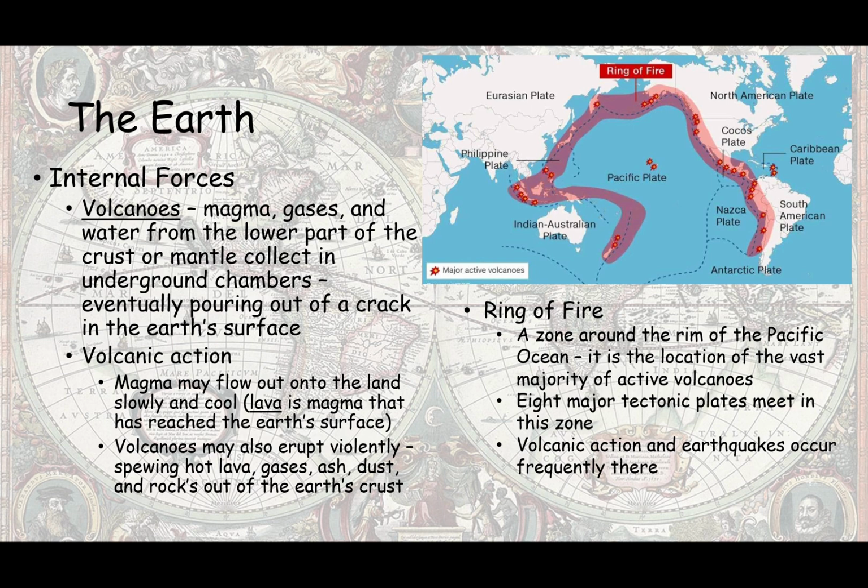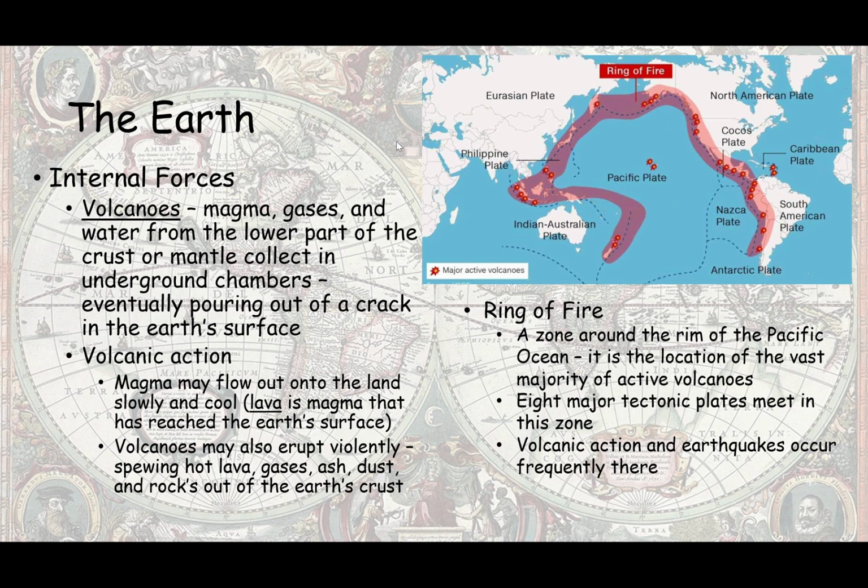You do have the Ring of Fire, if you look up here on this map. And you'll notice that the United States is a part of that. Our west coast is within that Ring of Fire. This is a zone around the Pacific Ocean, and this is where most of the world's active volcanoes are. Now, this is not all of the world's active volcanoes, by no means.